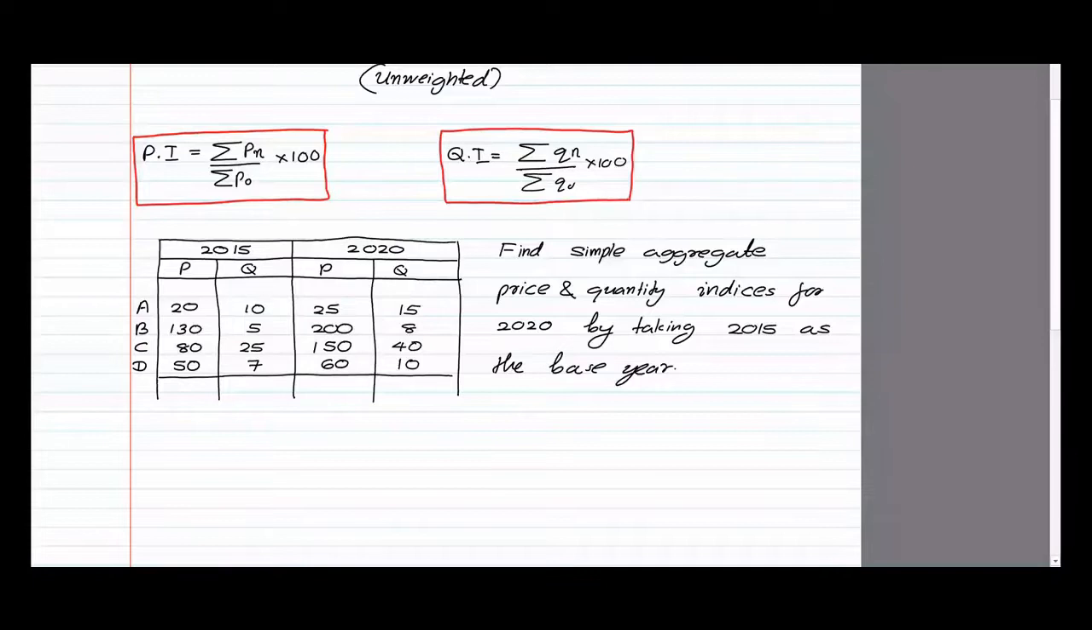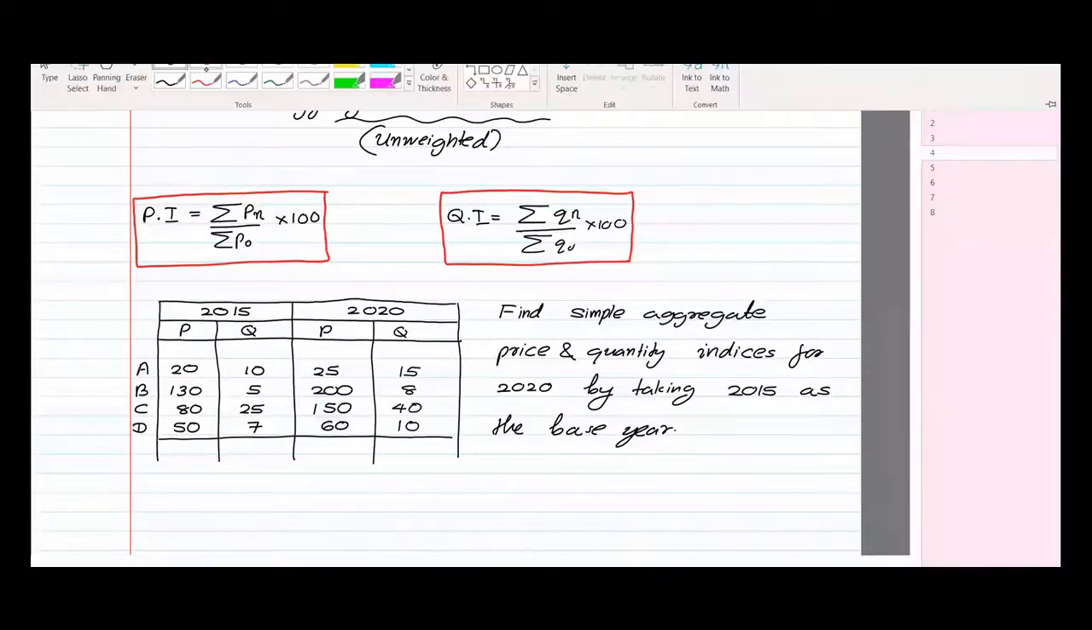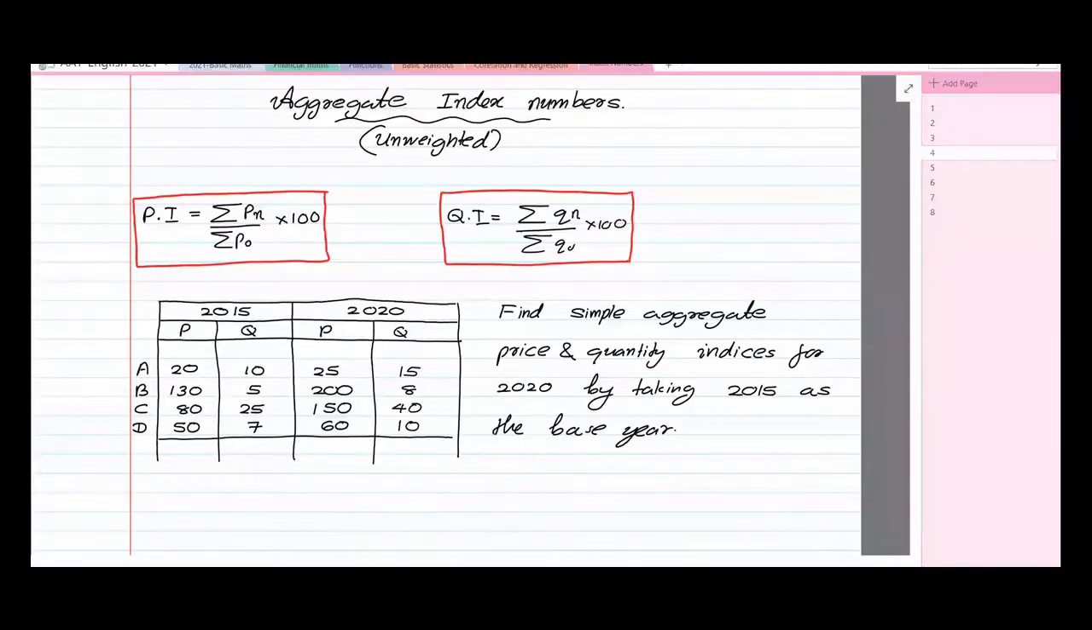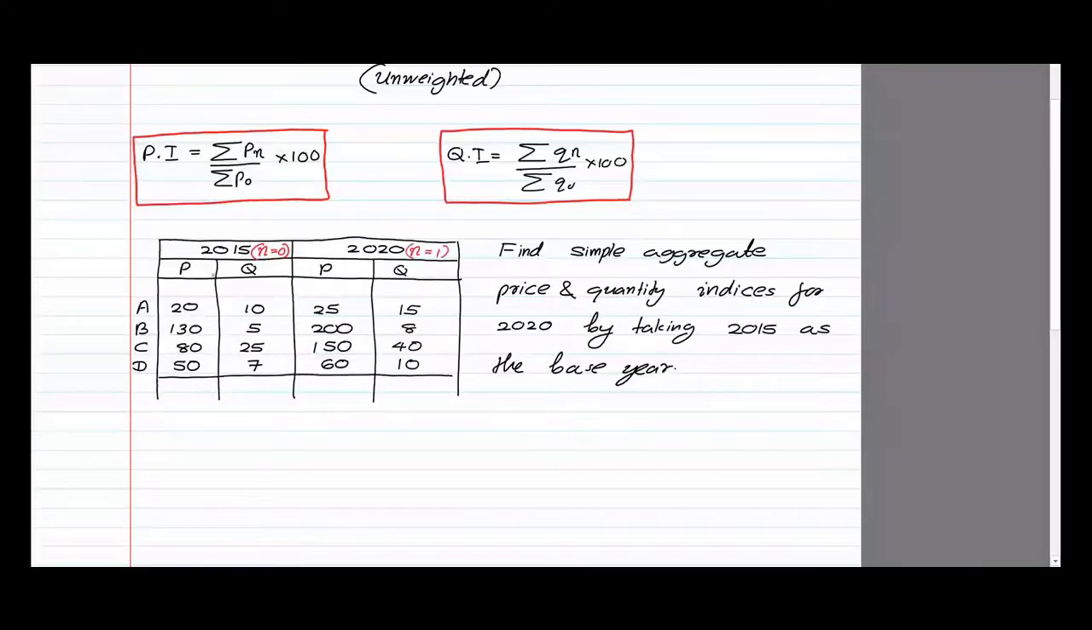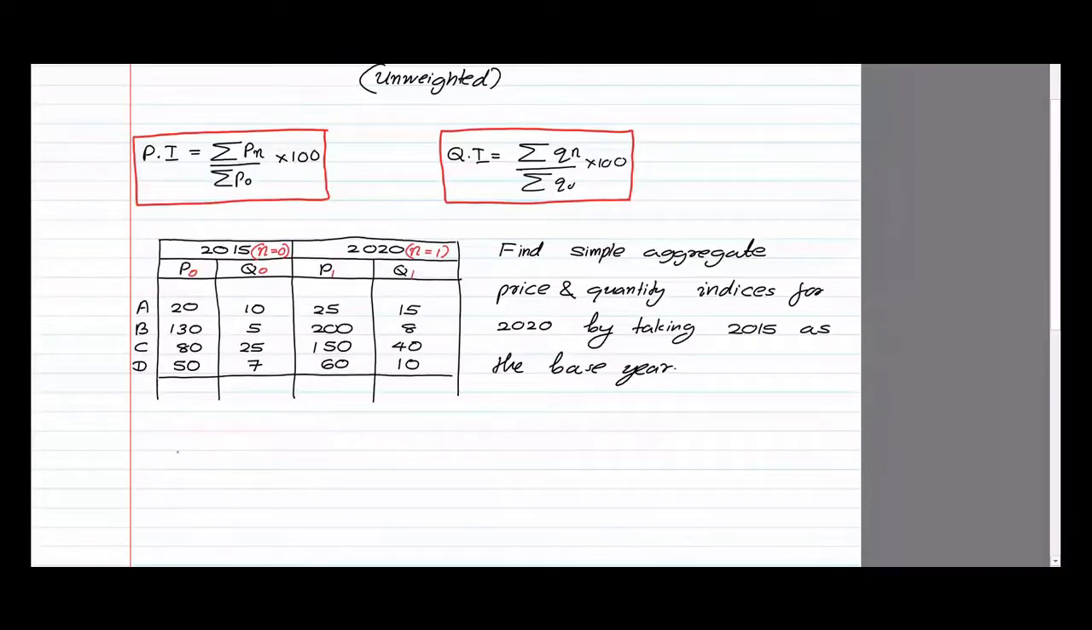So now you have to put the notation. Since 2015 is the base year, this one is 0. This one you can put, let's say, 1. If you have another year, you have to put 2. Now you have only 2 years maximum. So this is P0, Q0, the base year. This is P1, Q1. Now if you're going to find the price index, get the formula to find the price index.